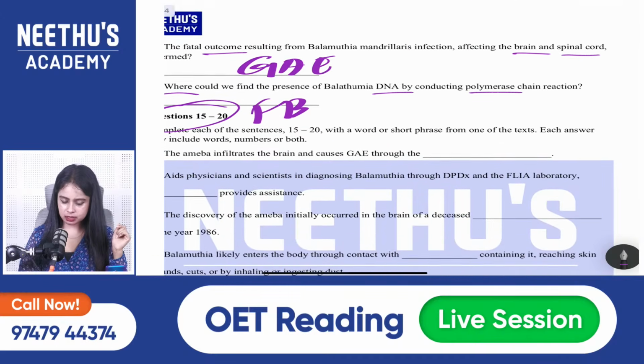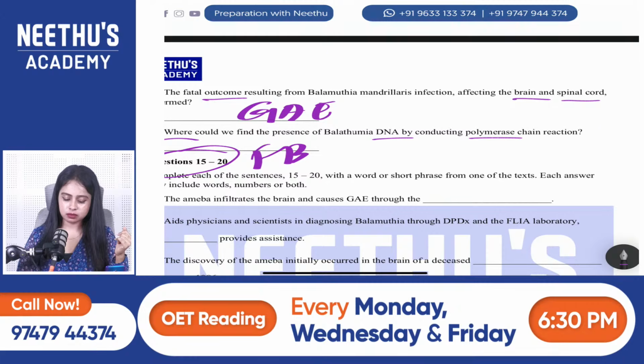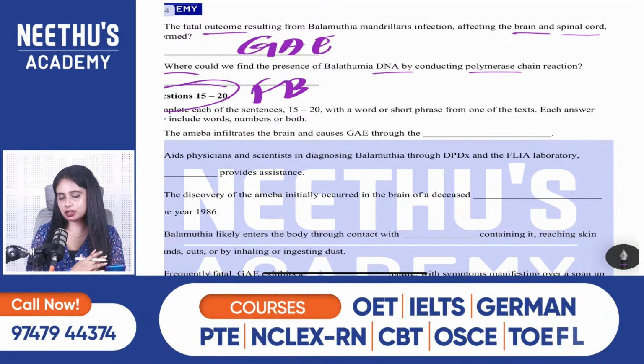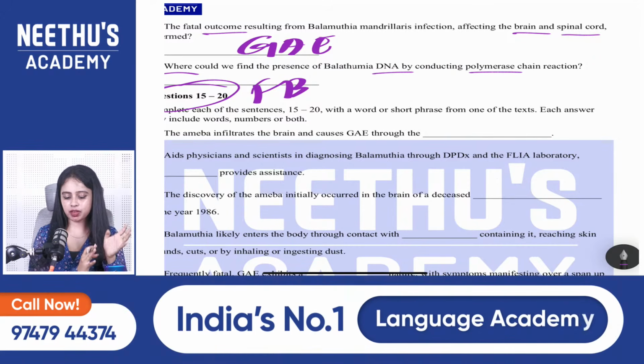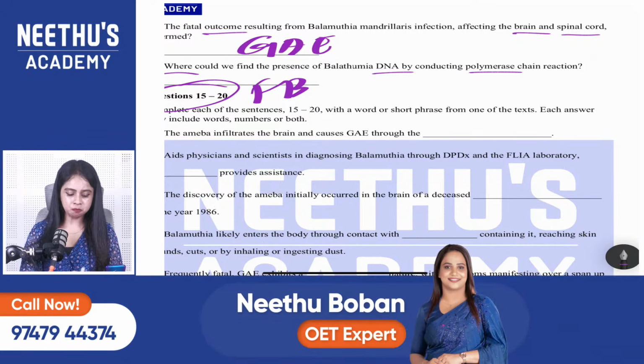Is it in text A or in other text? Where is it mentioned? So I'll just give you the answer. Answer is brain tissues, but not only brain tissues. Where could we find the presence of DNA, this infection DNA, by conducting polymerase chain reaction? Where is it mentioned?